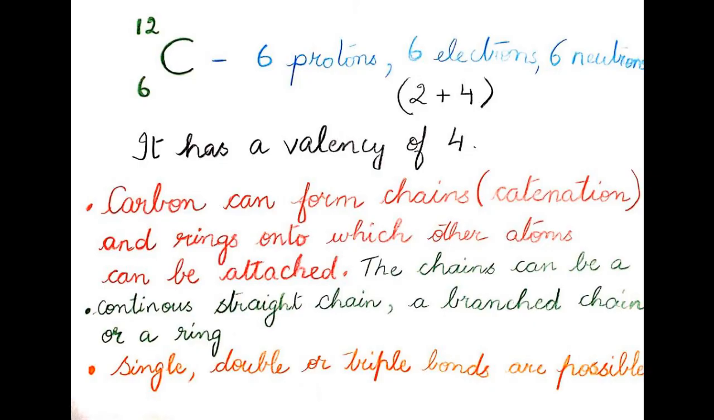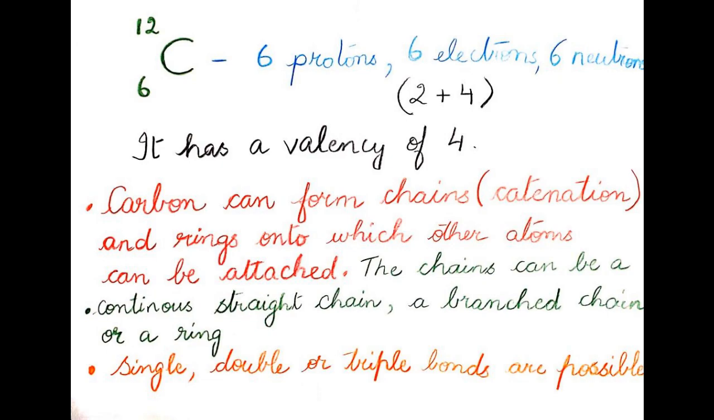Carbon is an interesting element found in the second period and group 4 in the periodic table. An atom of carbon has an atomic number 6 and mass number 12. So, it has 6 protons, 6 electrons and 6 neutrons. The electronic configuration is 2,4 and it has a valency of 4.